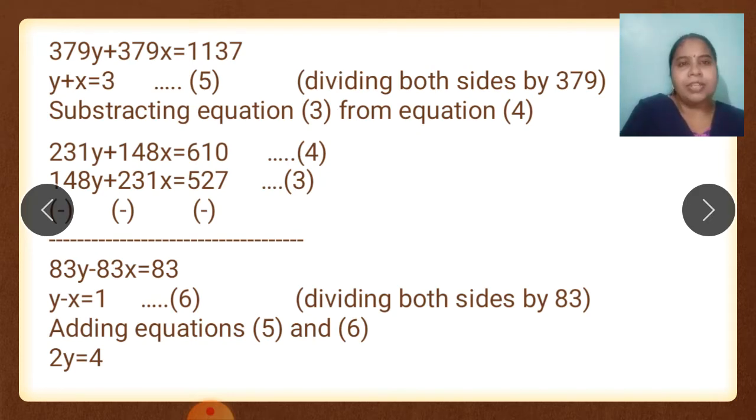What I will write? Subtracting equation 3 from 4. All the signs of this will change, right? This will become minus 148y, this will become minus 231x, and this is minus 527. So after subtracting, 231y minus 148y, we get 83y. Same way, 148 minus 231, it is one and the same thing that has been subtracted. The only thing is 231 is a greater number with a minus sign. So minus 83x is equal to 83. Now this is clear that we have to divide throughout by 83. So we get y minus x is equal to 1.